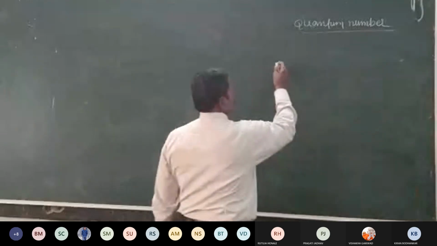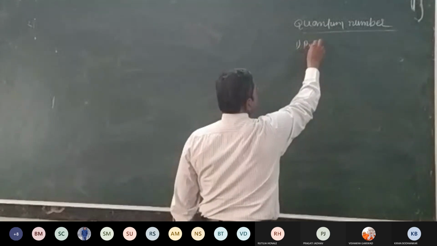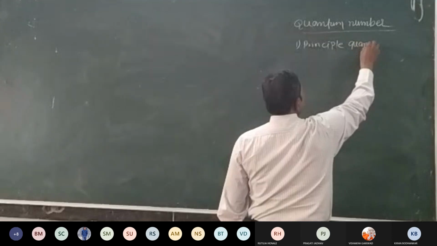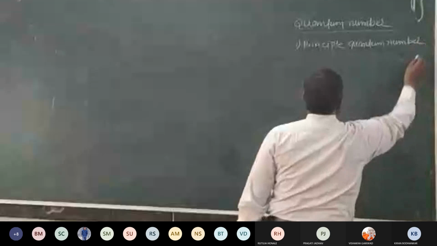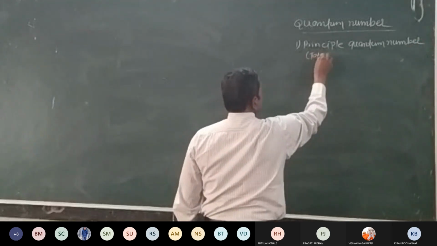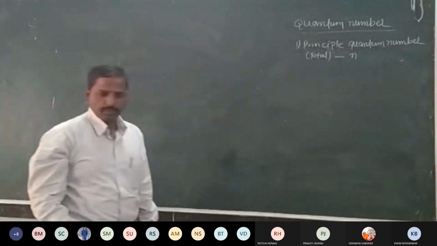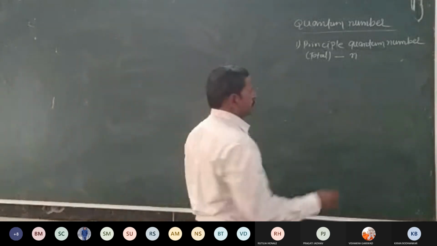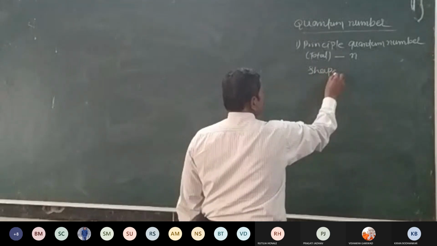We know that this principal quantum number gives number 1, that is a principal quantum number, or it is also called total quantum number, and it is denoted by n. Remember this, it is to be denoted by n, and it gives the shape or size of the orbit.